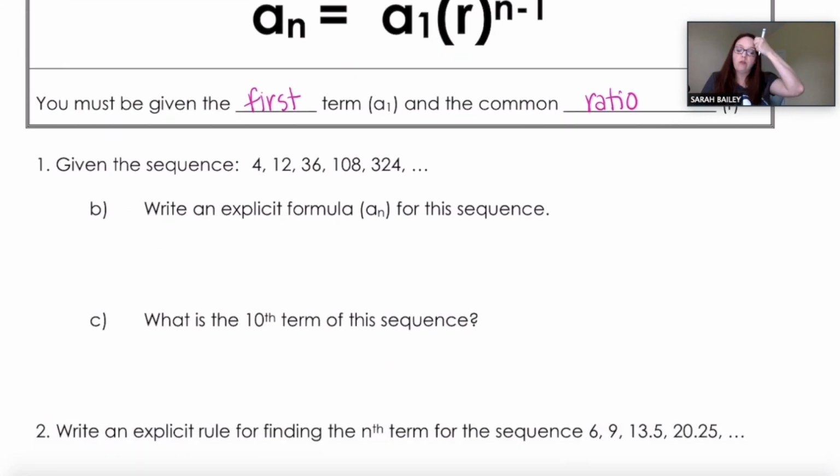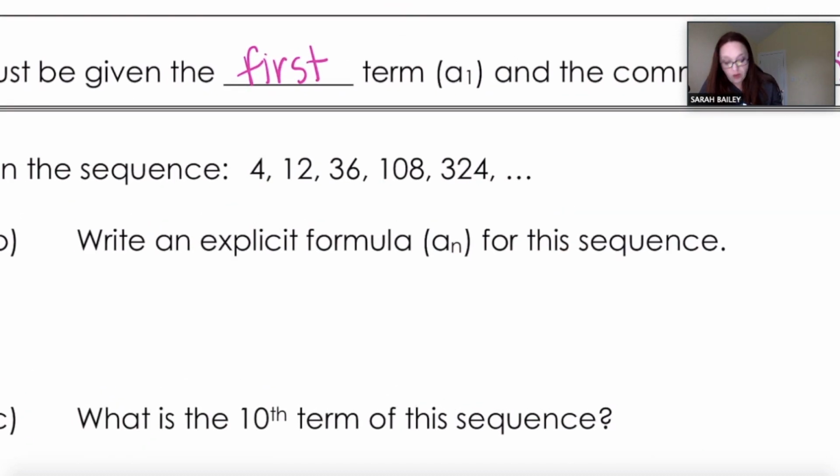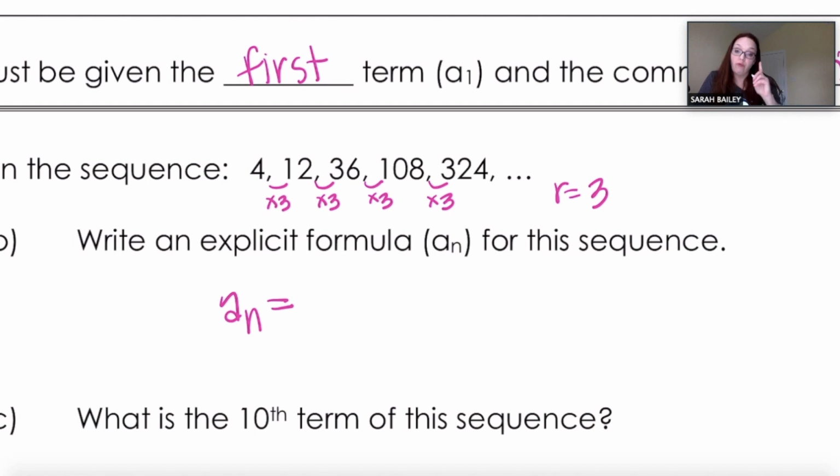So here's our sequence: 4, 12, 36, 108, 324, and so on. We're going to write an explicit formula for this sequence. But before we write that explicit formula, what is our common ratio? It looks like we're multiplying by 3 each time, so that r is 3. Following our formula, we'll use subscript notation. a sub n is equal to your first term, which is 4, times your common ratio, which goes in parentheses, which is 3, to the n minus 1 power. So it'd be 4 times 3 to the n minus 1 power.